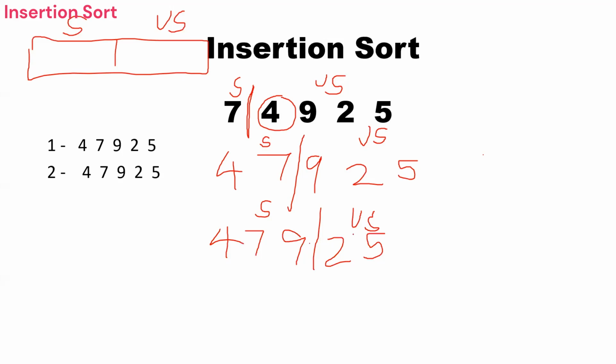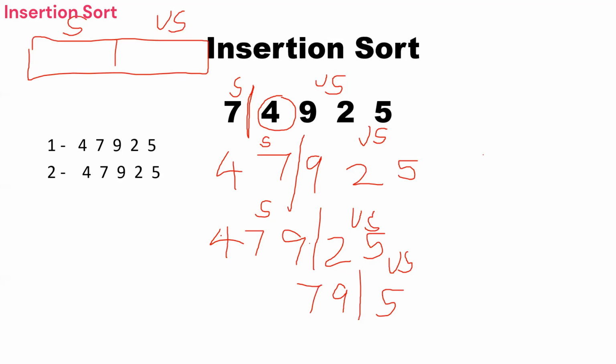So now in the third one, I'm going to check 2. Is 2 greater than 9? No. So we're going to take 9 and put it here in the fourth place. 5 will remain as the unsorted list here. Now we're going to check, is 2 lesser than 7? Yes. So we're going to put 7 in the next position.